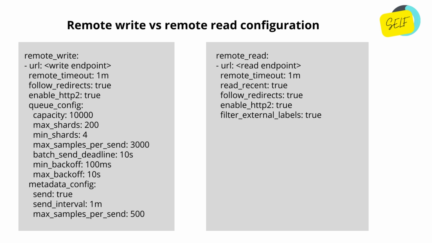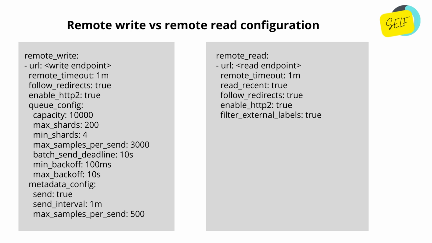Now, max_samples_per_send. This is the number of samples that can be sent to any queue per request. We have set it as 3000, and you can change it as per your monitoring system. Next is batch_send_deadline. It sets the maximum amount of time between sends for a single shard. For a single shard, it is the time difference between two sends. That deadline is 10 seconds, so within 10 seconds the second request goes.